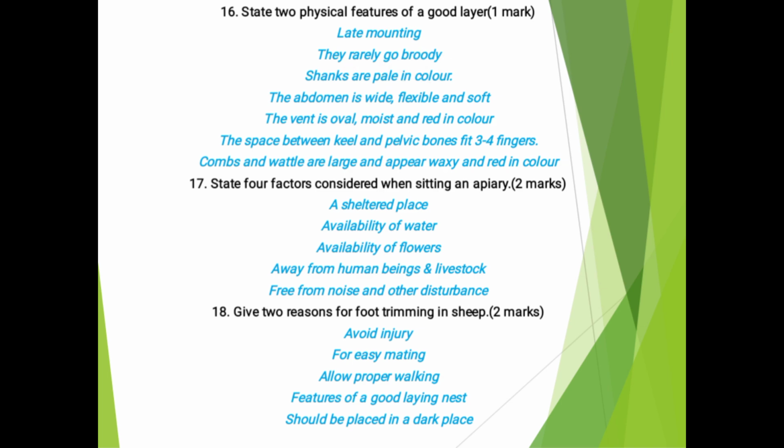Then the shanks are pale in color. The abdomen is wide, flexible, and soft. The vent is oval, moist, and red in color. And then the space between the keel and the pelvic bone fits 3 to 4 fingers. Remember the 3-finger rule. And then the combs and wattles are large and appear waxy and red in color.